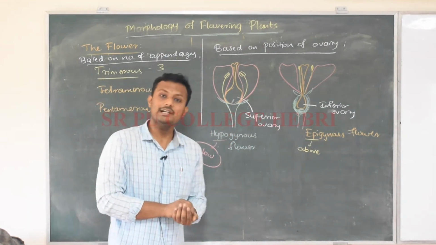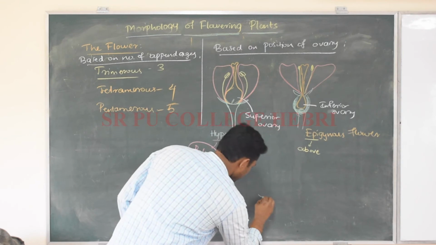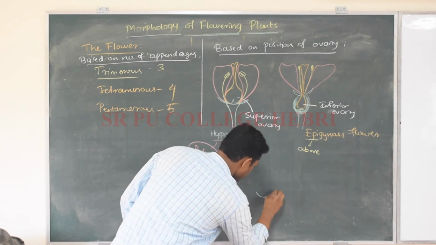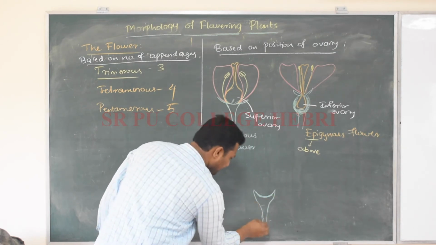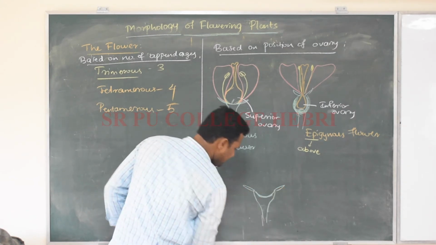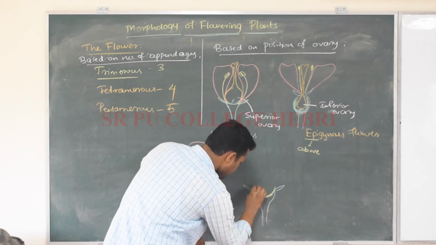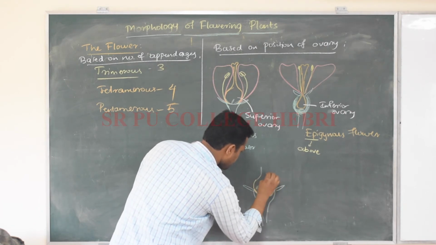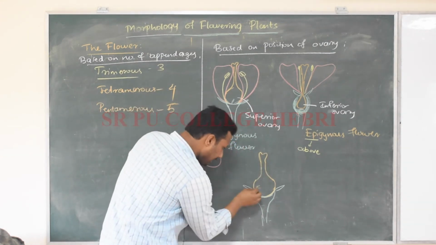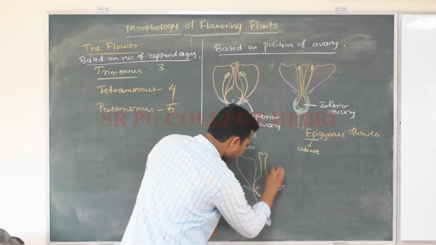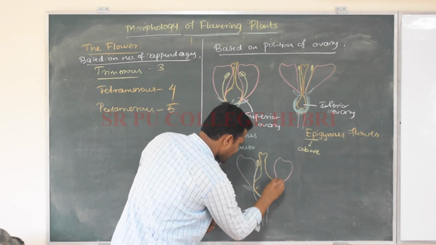Then the other one, I am going to draw another diagram now. Look at this one. See, this is the thalamus, and this is the stalk, that is the pedicel, and here you are seeing the calyx arising, and this one is the gynoecium, like this, right? And all other whorls, like the petals, are arising from here, even the androecium is arising from the same position.